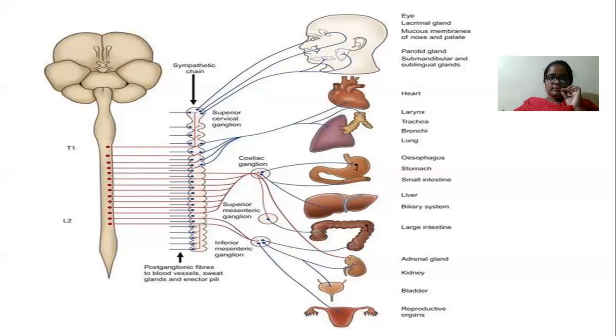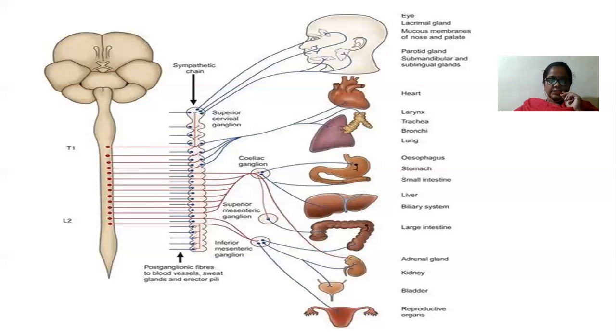In the sympathetic nervous system there are only two groups: the sympathetic trunk ganglion and the prevertebral ganglion. In the parasympathetic nervous system, the terminal ganglion is present.